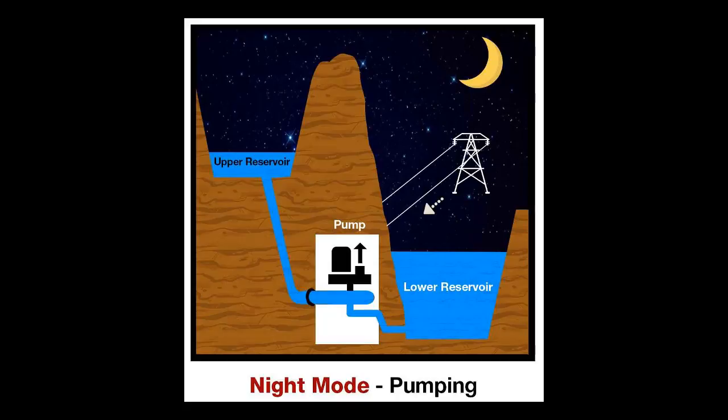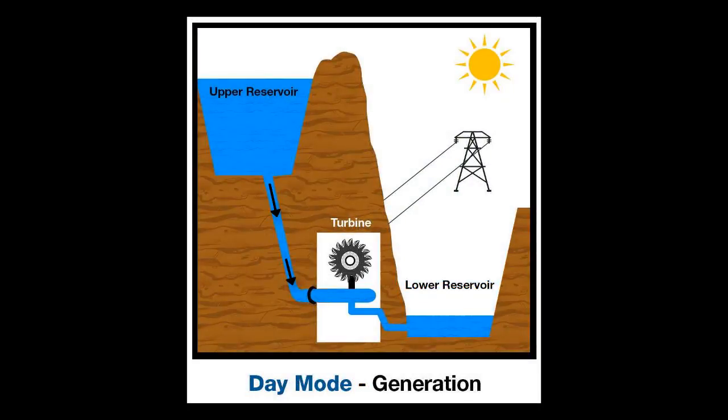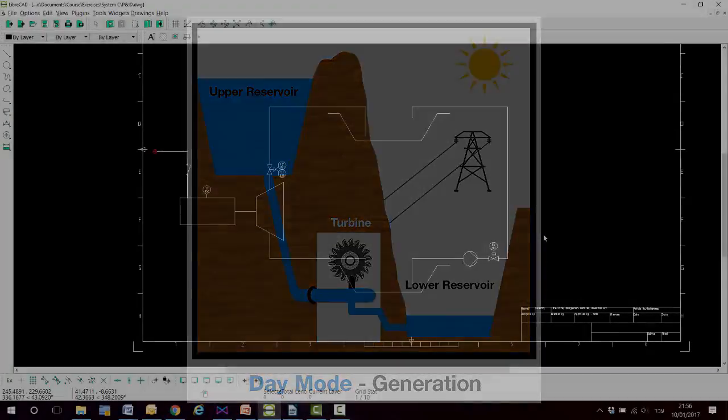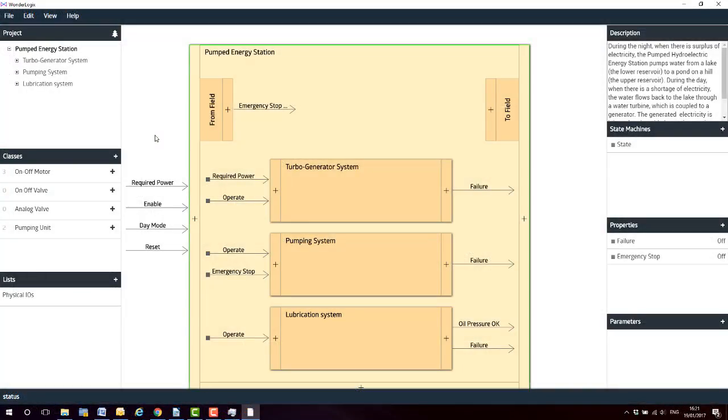During the night, this system pumps water from a lower reservoir to an upper reservoir using low-cost electric power. During the day, the water flows back to the lower reservoir through a turbine, generating electric power back to the grid. We have a P&ID of this facility where we can identify the equipment. Let's see how the control system is modeled in WonderLogix Studio.